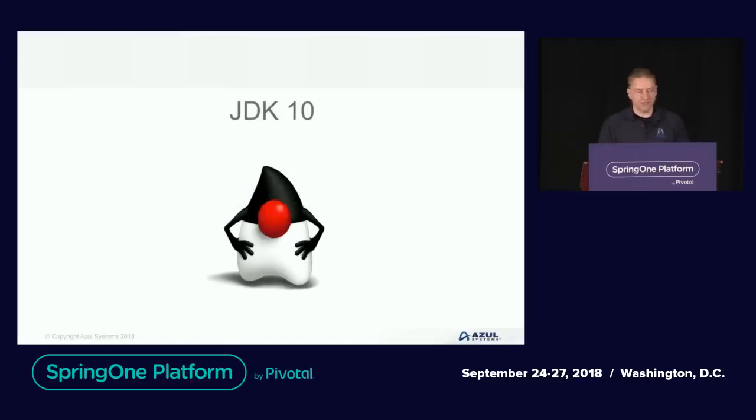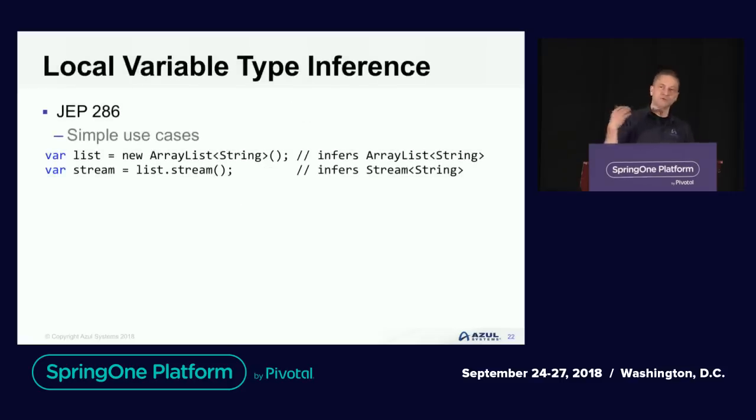So let's go back to the technical side of things. JDK 10. What do we get in JDK 10? Okay, so the most obvious developer feature in JDK 10 is local variable type inference. Great, we no longer have to explicitly define the type of a local variable. We can just use var. Other languages have had this for a long time, and now Java has it.